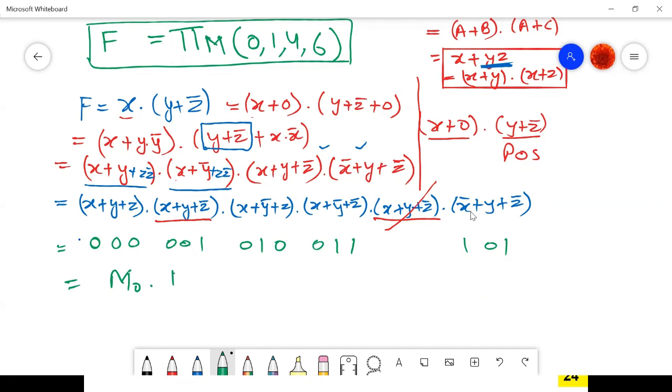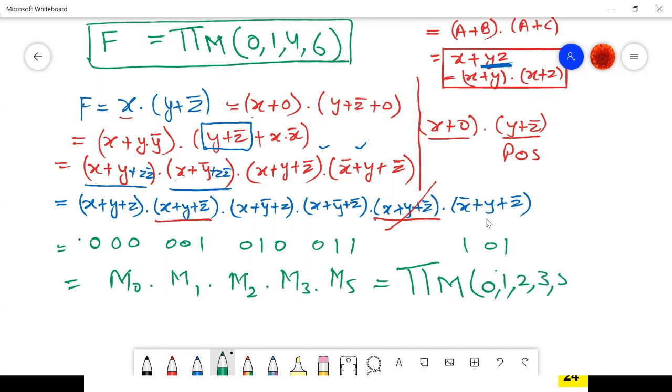M0, M1, M2, M3, M5. And how can we write the max term? By using pi and the capital M in the bracket: 0, 1, 2, 3, 5. So these are the max terms which we have. So this is the answer of this one, guys.